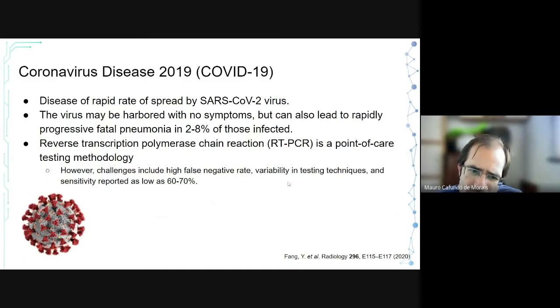However, there is a high variability in the sensitivity of this method, and there are several explanations for this. One of them is sampling, right? And another is variability in what kind of gene of the virus you're searching for with the PCR technique. So there's still some room for improvement here.